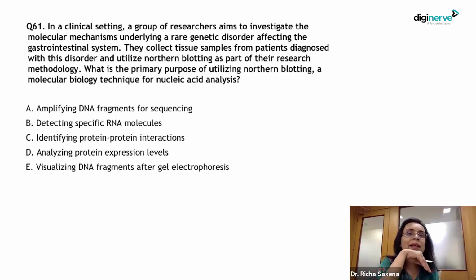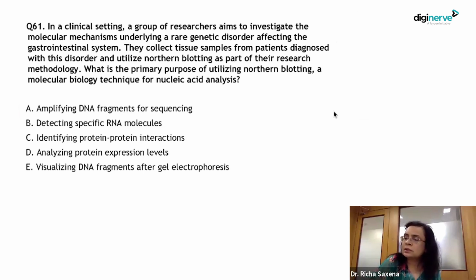In a clinical setting, a group of researchers aims to investigate the molecular mechanisms underlying a rare genetic disorder affecting the gastrointestinal system. They collect tissue samples from patients diagnosed with this disorder and utilize northern blotting as part of their research methodology. What is the primary purpose of utilizing northern blotting, a molecular technique for nucleic acid analysis?